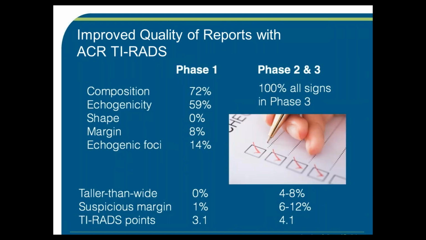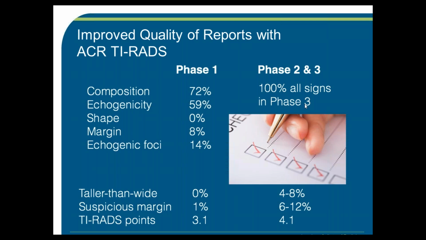What was also interesting in this study was the description of the features in phase 1 compared to phase 2 and 3. In phase 1, which was just free text, where radiologists were left to describe the nodule as they wished to, composition was mentioned the most, but still not all the time, and features that are important such as shape, margin, and echogenic foci were infrequently mentioned. With a structured reporting template and a checklist, in phase 3, all of these signs were mentioned for every nodule described in the impression of the report.